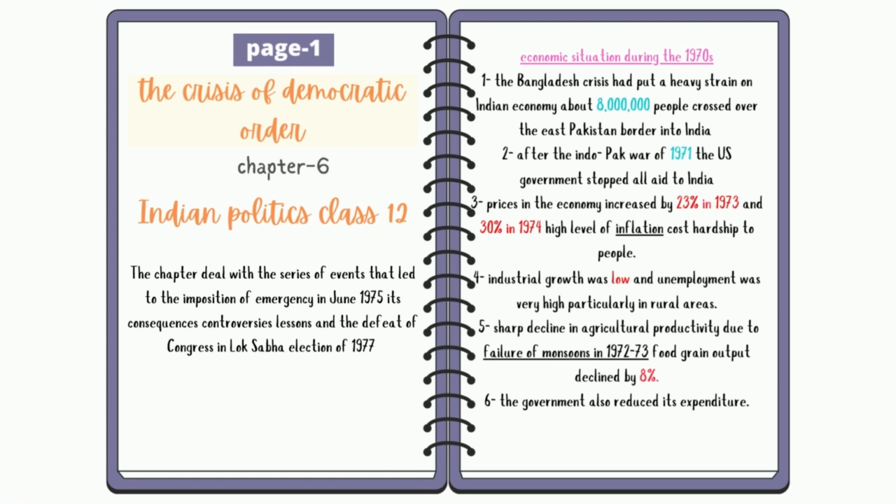5. Sharp decline in agricultural productivity due to failure of monsoons in 1972 and 73. Food grain output declined by 8%. That is not green, that is grain. You can correct this. 6. The government also reduced its expenditure.